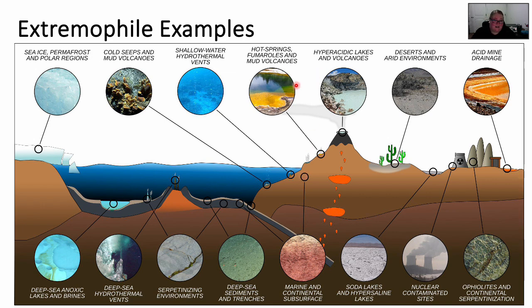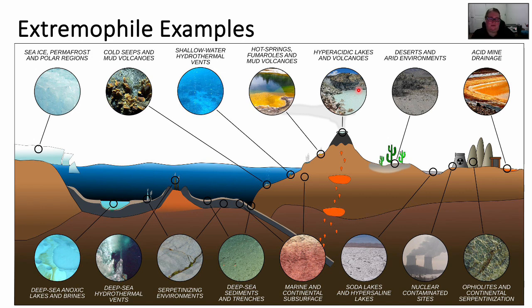One of my favorites, okay, Yellowstone. This is where Yellowstone fits in. Okay, these are going to be hot springs, fumaroles, and mud volcanoes that are above the ocean level. We have acid lakes and volcanoes. Yes, there are things that grow in a volcano. Isn't that cool?